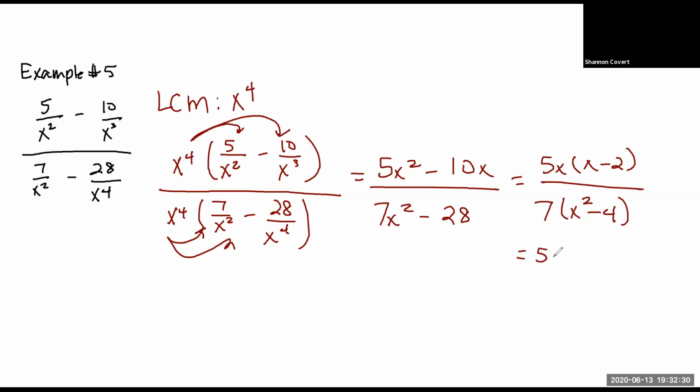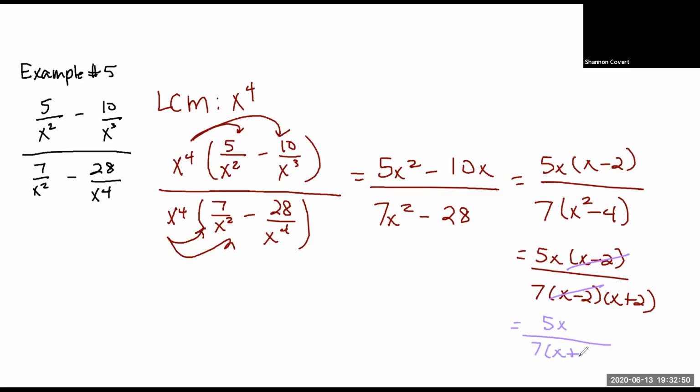My numerator stays 5x times x minus 2. My denominator becomes 7 times x minus 2 times x plus 2. Now I can simplify. The x minus 2 in my numerator and denominator will divide out, leaving me with 5x in my numerator and 7 times the quantity x plus 2 in my denominator.